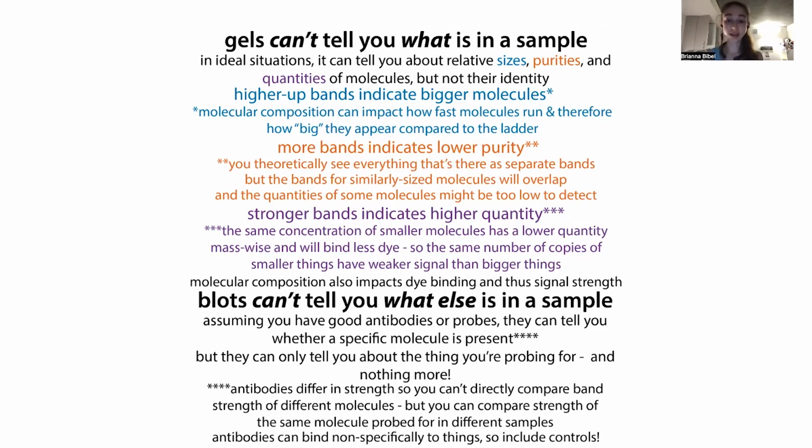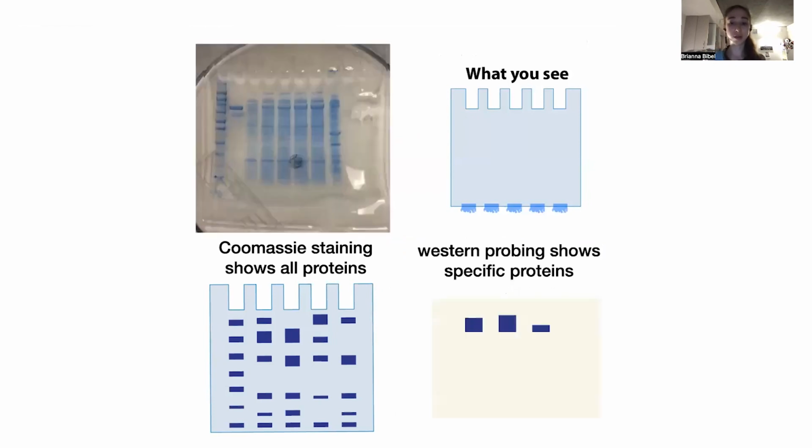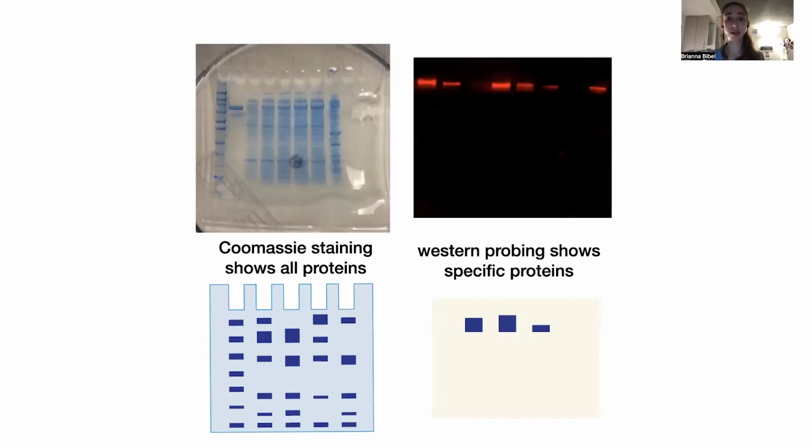They can't tell you about the identity though. A blot can tell you about the identity, but it can't tell you about what else is in the sample. So if we did a chromatography staining, we could see all the proteins that were present. We did a Western probing for a specific protein. Now we can see just the protein that was present. This is a different gel, but you can see that different proteins are going to have different amounts of these different products. And you'll get a band if the thing of interest was there and not if it wasn't.